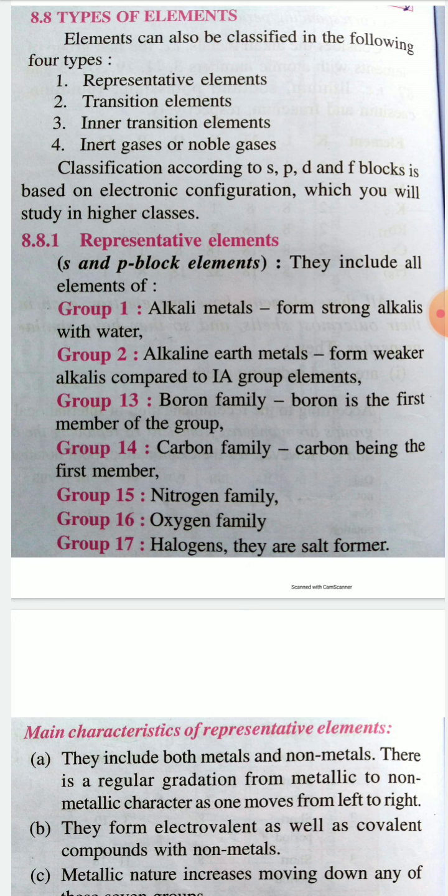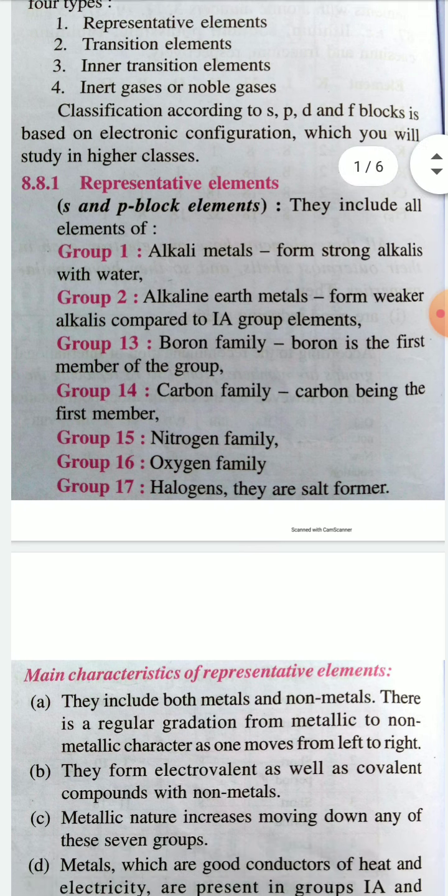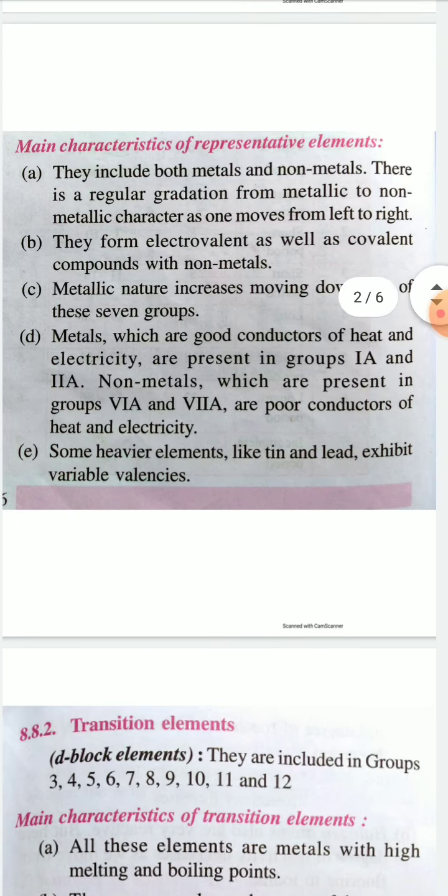Halogen means salt former. Halo means salt, and gen means formation. That's why group 17 elements are called halogens. They are salt formers. Now, main characteristics of representative elements.